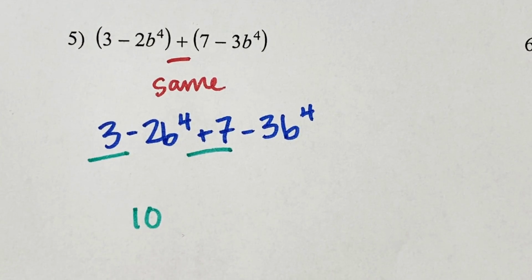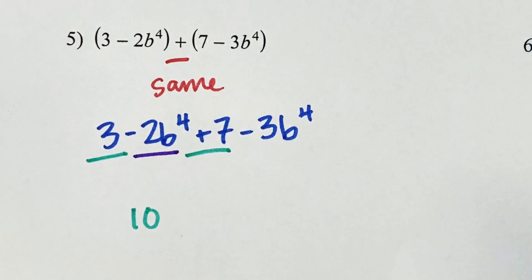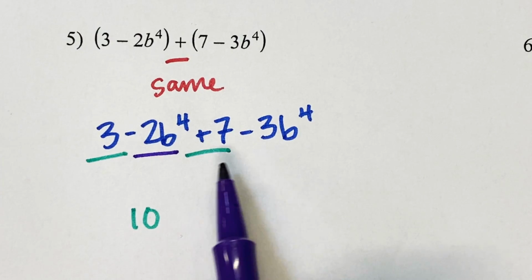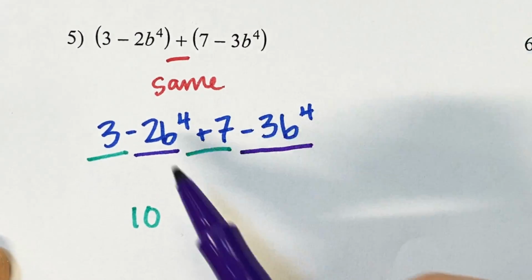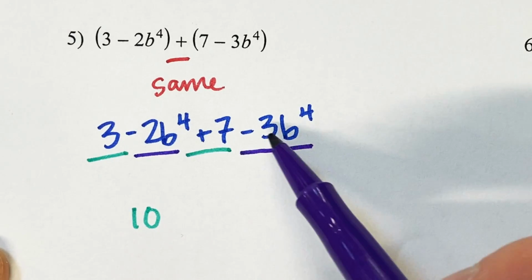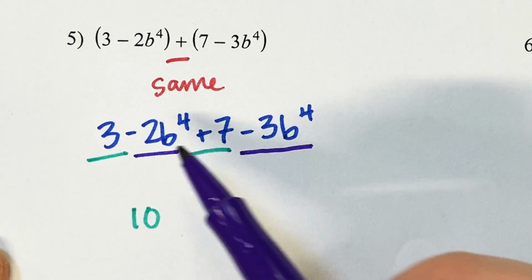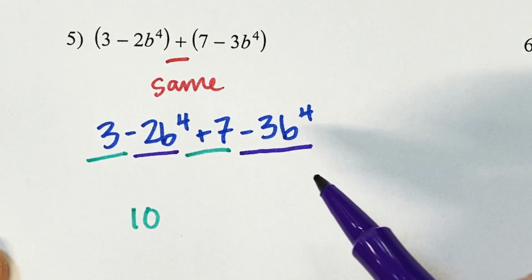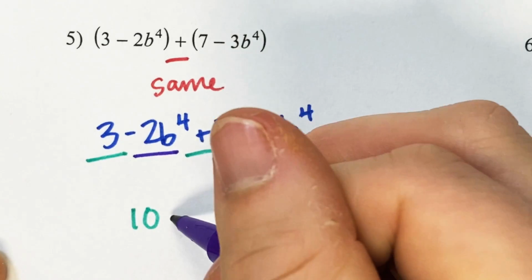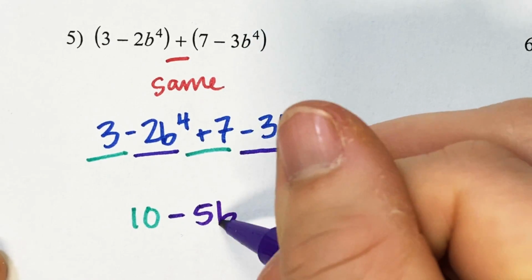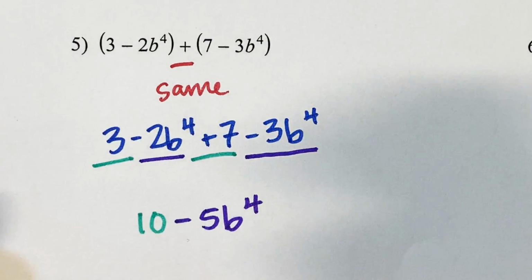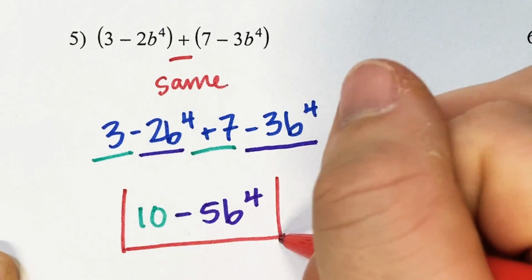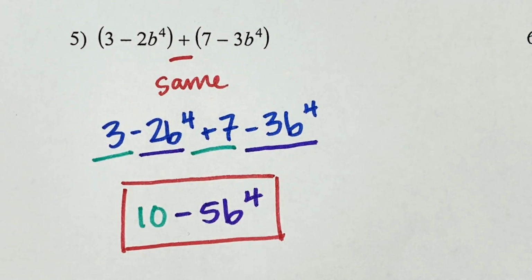Let's look at our next term. We have negative 2b to the fourth. Do you see any other b to the fourths? Yep, right there. So what is negative 2b to the fourth minus 3 more b to the fourth? Negative 2 minus 3 is going to give me negative 5b to the fourth. We know those guys are not like terms, so that is as simplified as it'll go.